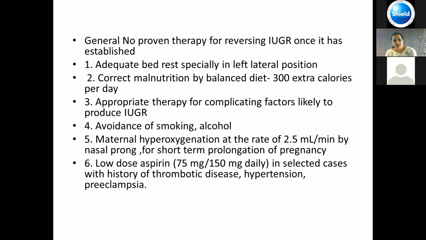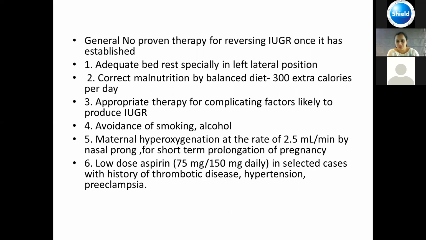Generally, if we detect it early in the pregnancy without any Doppler changes on scans, lifestyle changes are usually helpful, though there is no proof to prove it. Adequate bed rest in the left lateral position, which increases circulation, and correcting malnutrition with a balanced, protein-rich diet, with 300 planned excess calories. Any complicating factors needing medications have to be treated, and lifestyle changes like quitting smoking and alcohol are needed.